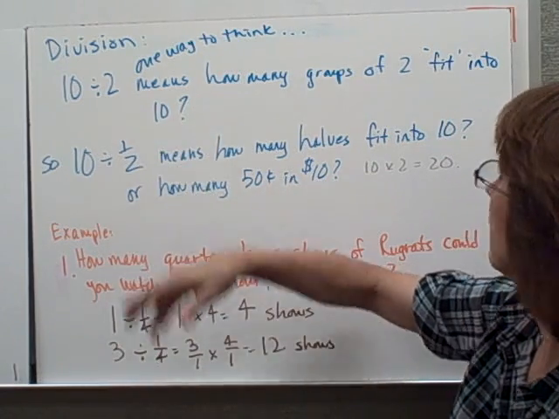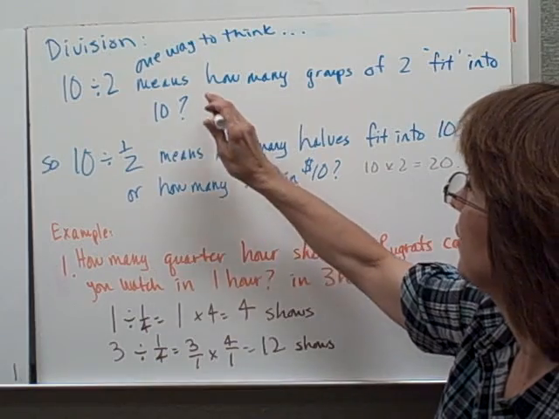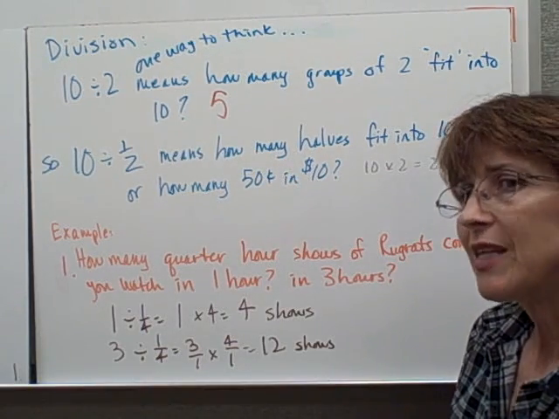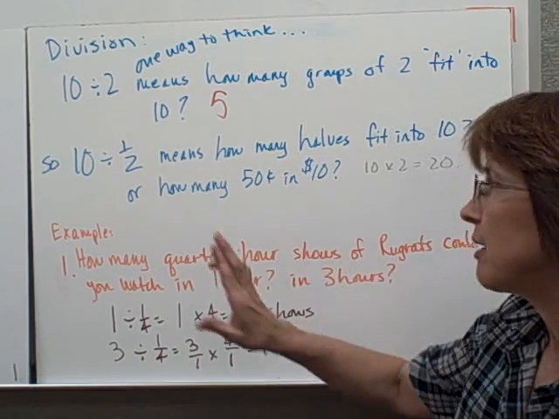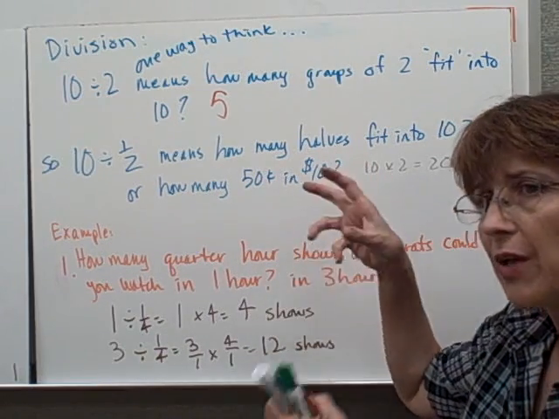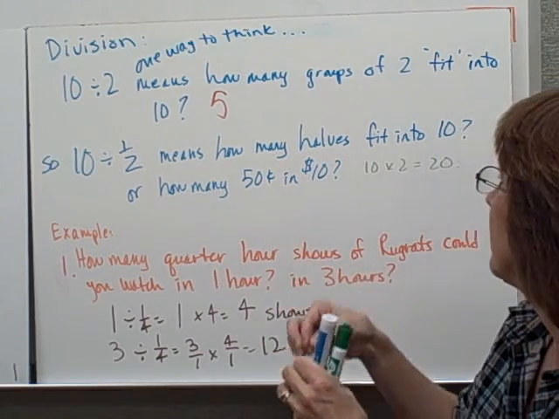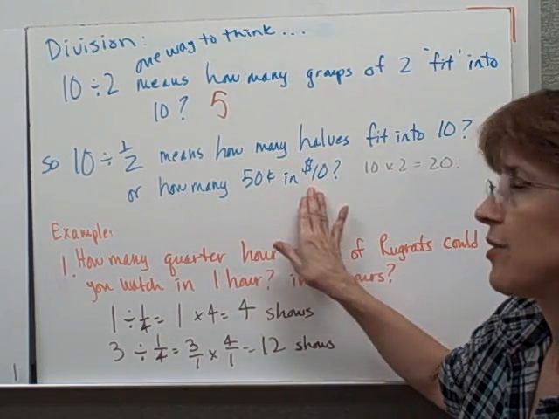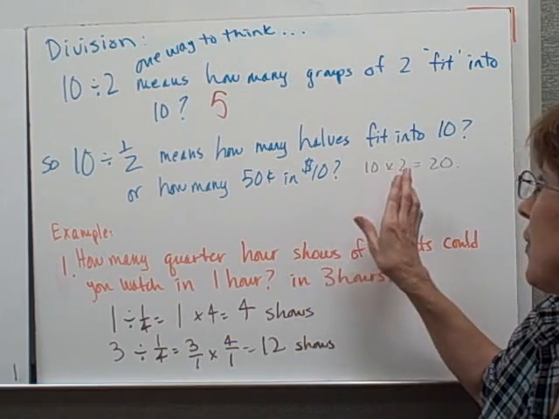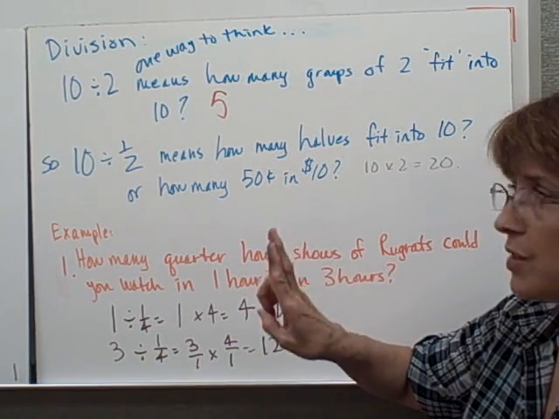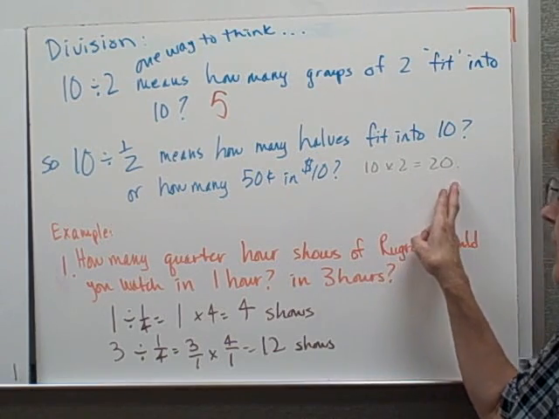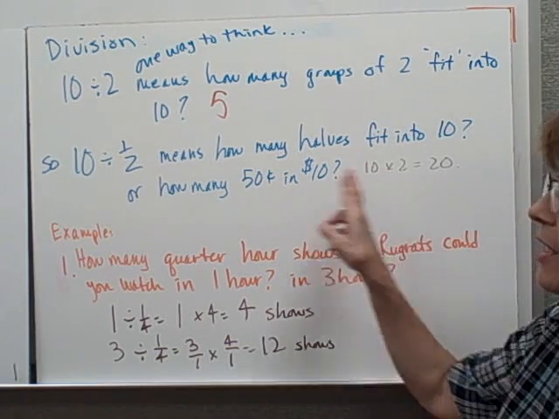That would be 5. I didn't put the answer up there, but we know the answer is 5. Okay, there's 5 groups of 2 that fit into 10. All right, now when you divide 10 divided by a half, it's the same thing. It means how many halves, how many groups of a half, if you want to call it a group, fit into 10. Well, if you think about money, how many 50 cents are there in $10? Well, we know in every $1 there's 2. So in $10, you just do 10 times 2, and you get 20. So that'd be 20 halves in 10.